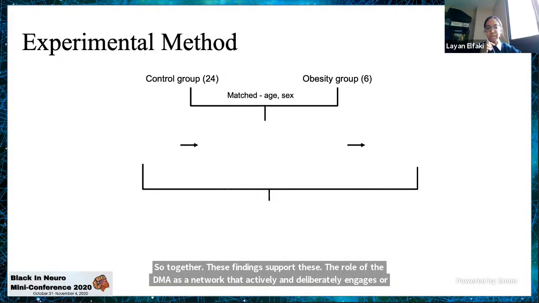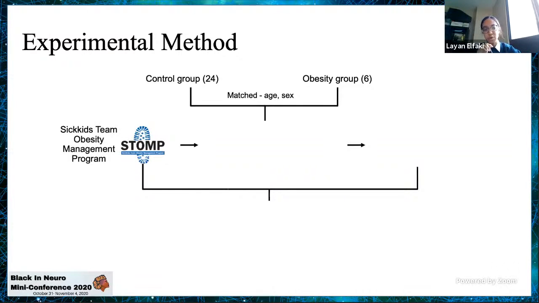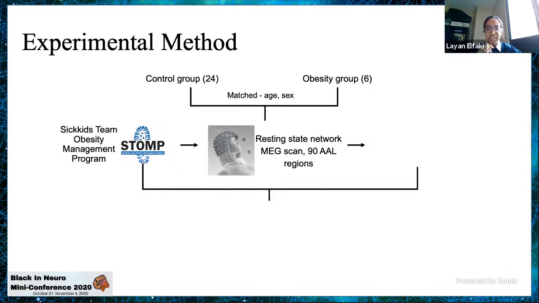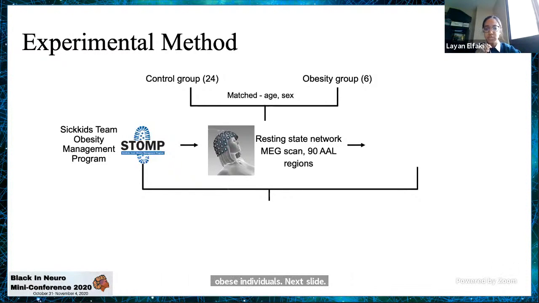As for the experimental methods, 24 controls and 6 obese adolescents were matched based on age and sex. They were recruited to the SickKids Team Obesity Management Program Clinic at SickKids Hospital. They were then subjected to the MEG scanner, where resting state network recordings were taken.